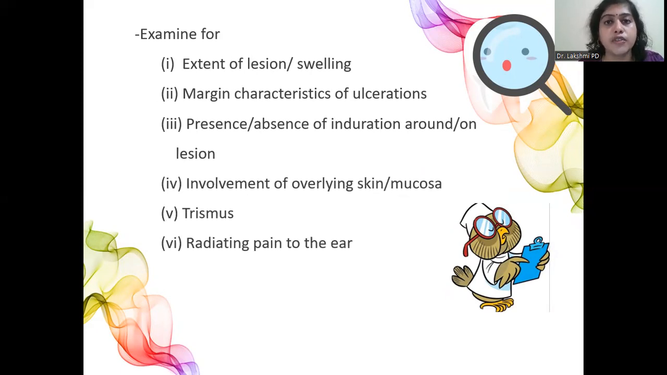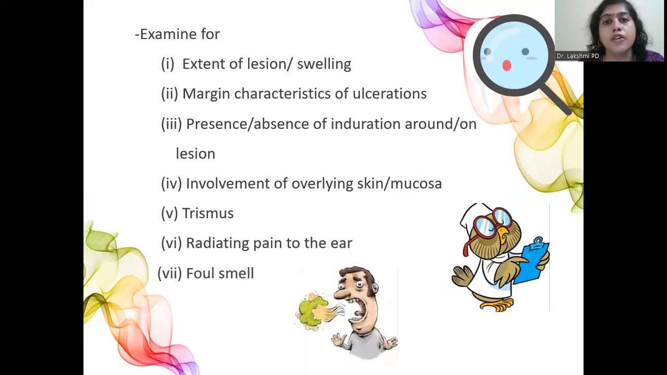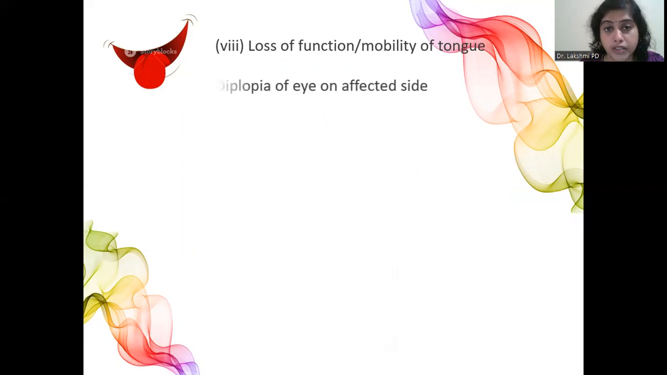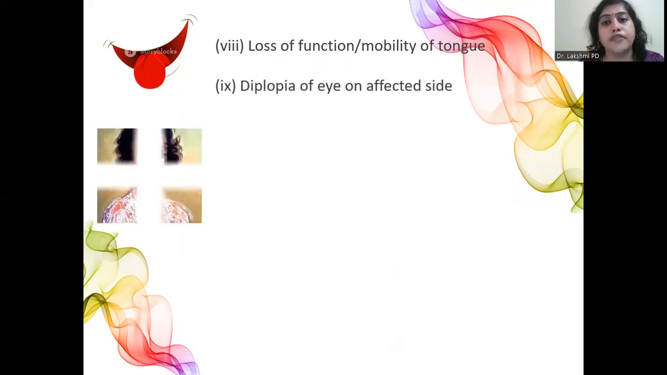Trismus, which is indicative of deeper penetration by the pathology. Radiating pain to the ear, which indicates the nerve has also been involved. And also foul smell reported by the patient or noticed by the dentist. Other than that, you should also check for loss of function and mobility of the tongue, and diplopia of the eye on the affected side, which could be because of any pathology that has been extending superiorly and started to involve the orbit.